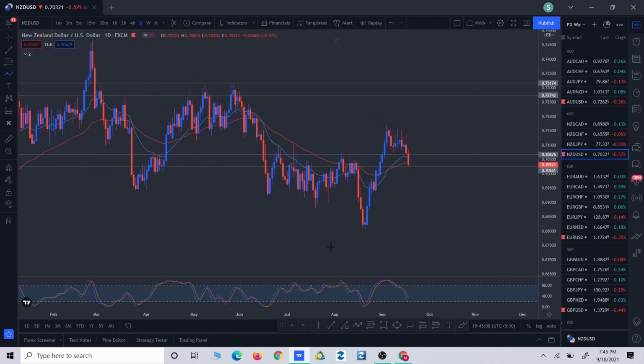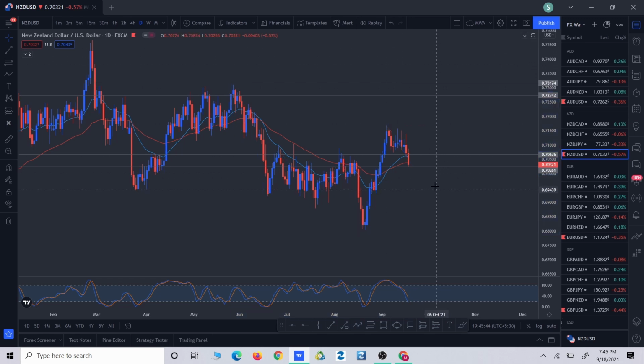NZDUSD, starting from here, we can say it's low, lower high, lower low, lower high. Let's start again. Starting from here, we have the low, lower high, lower low, lower high, lower low, same high, lower low, and then the price broke and closed above the previous high. So again, same as the AUDUSD, because we broke and closed above the previous high, we are expecting a beginning of a new uptrend. But in order to confirm the uptrend, we need some higher highs and higher low structure.